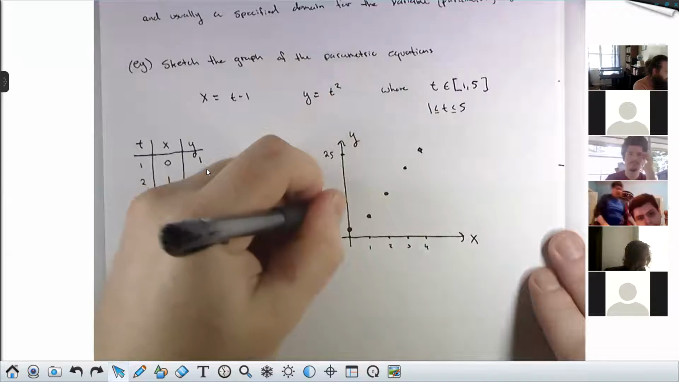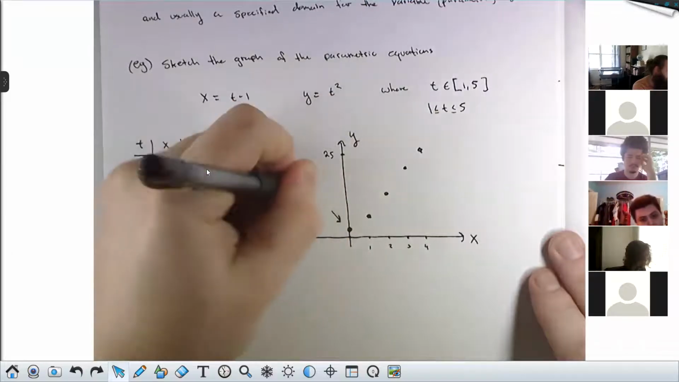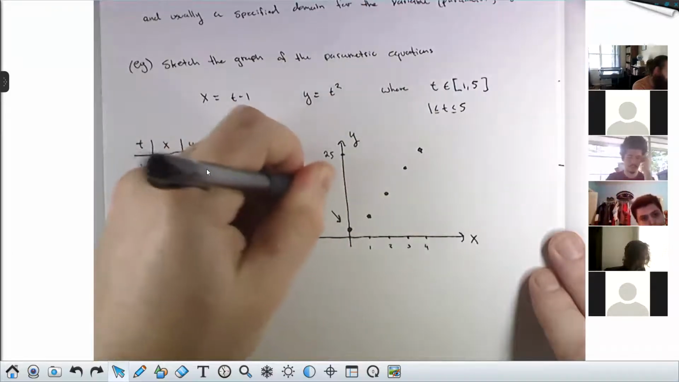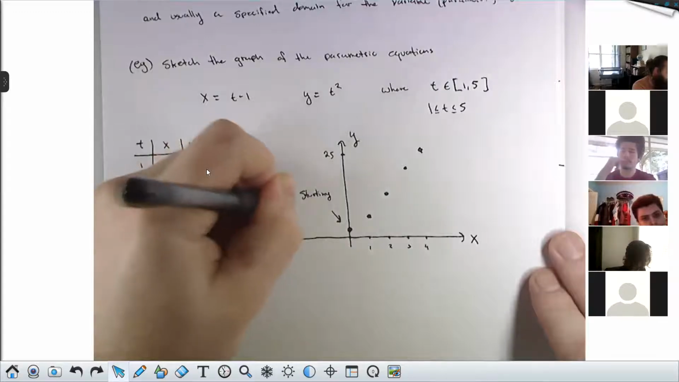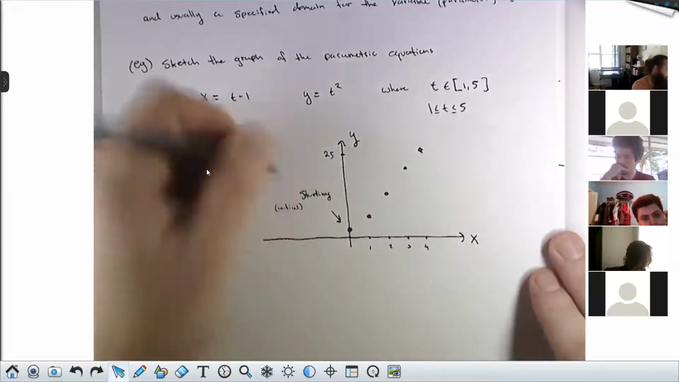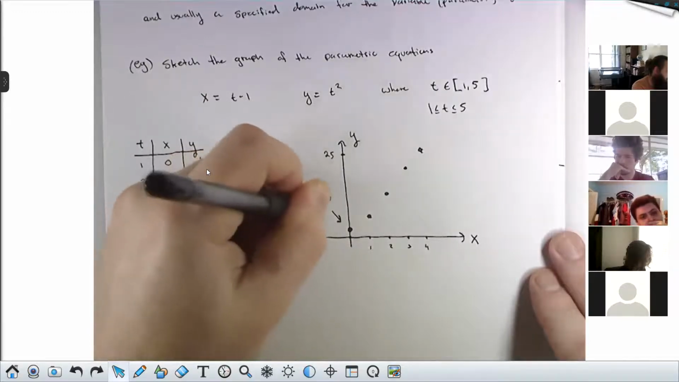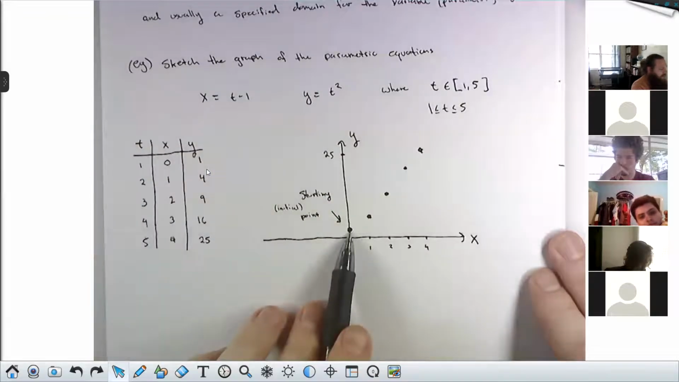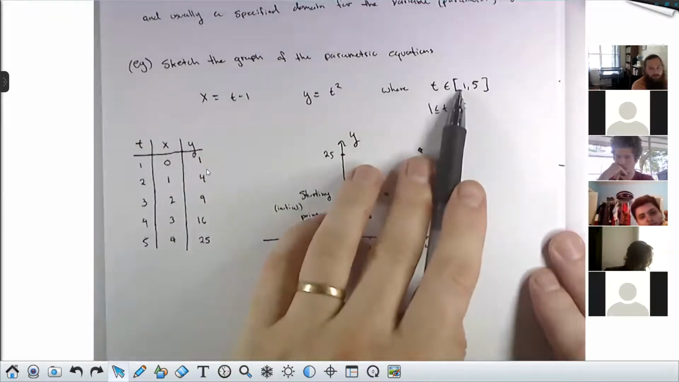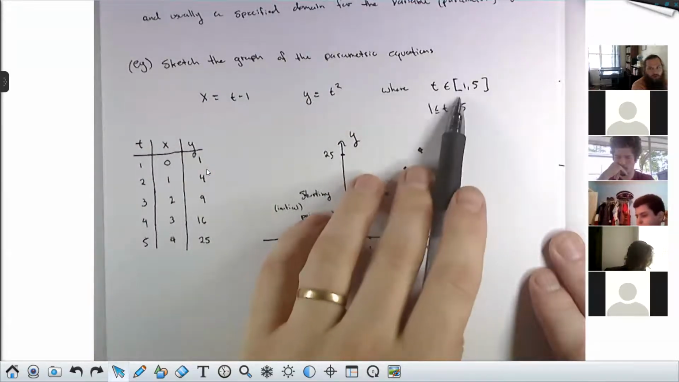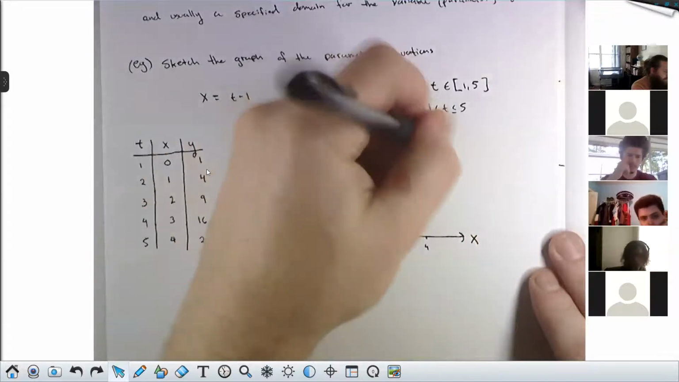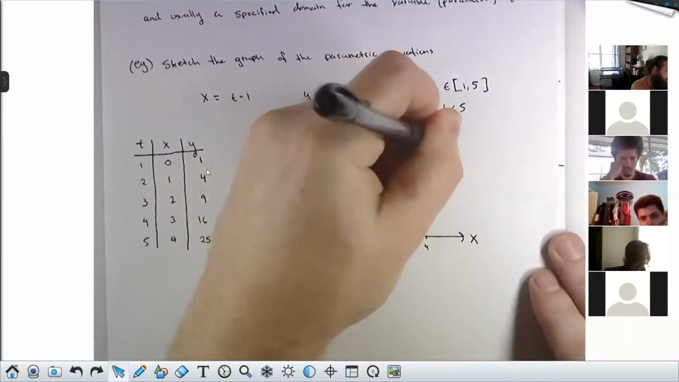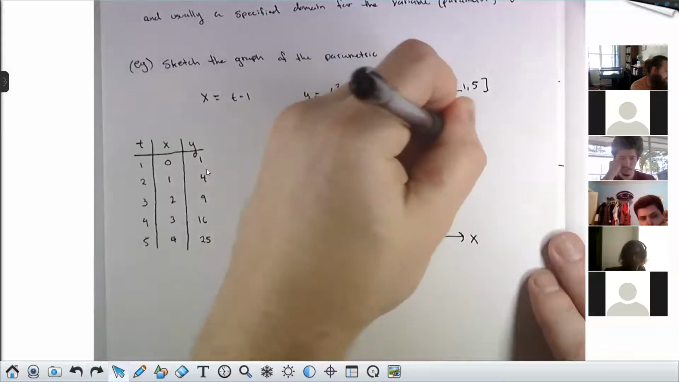So here's my starting point, also sometimes called the initial point. That's the point on your graph associated with the smallest t value in your time or t interval. And over here, I would call this my ending or terminal point.